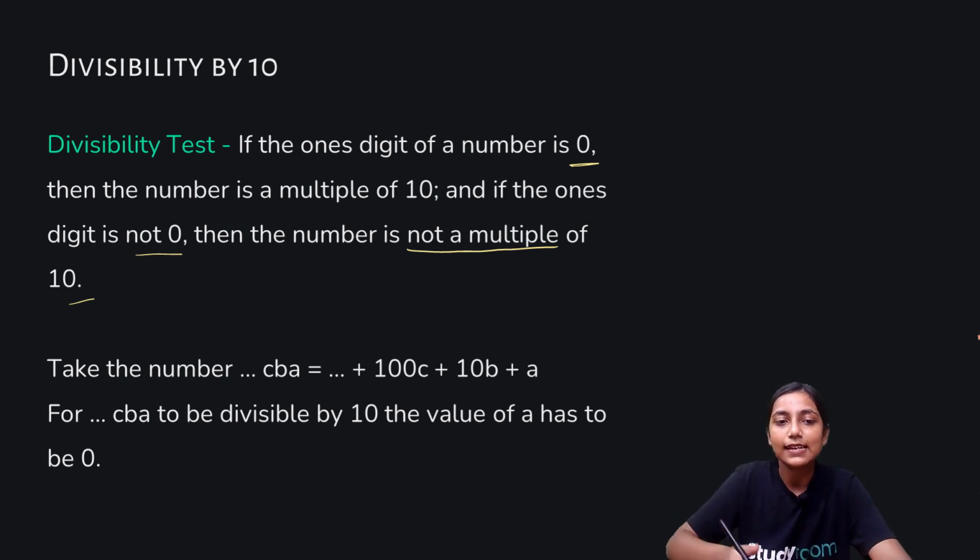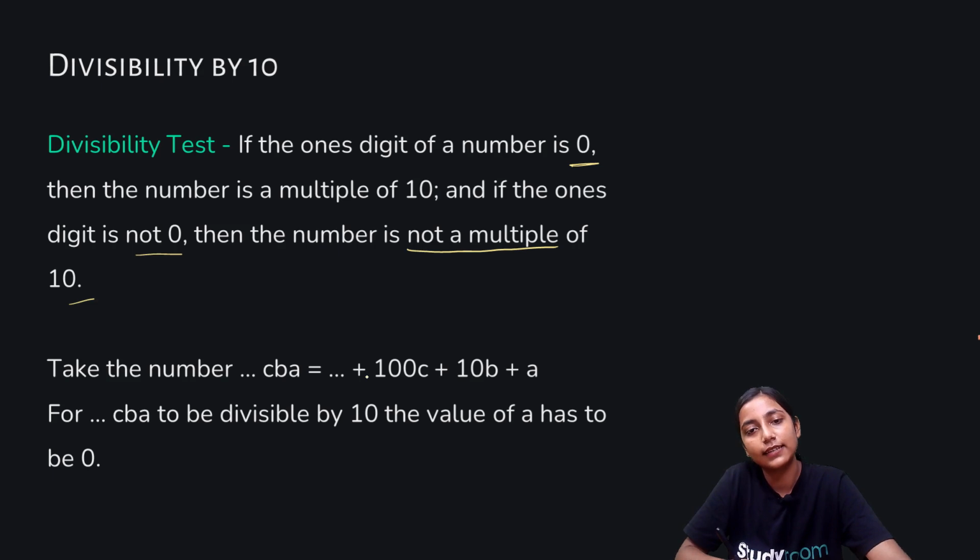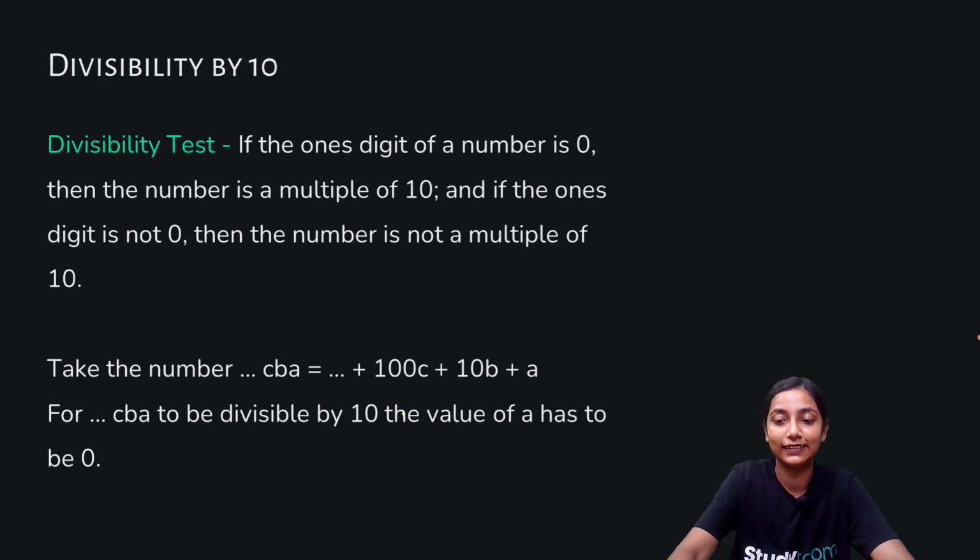We can take this number DCBA. This can be easily written as 1000 times D plus 100 times C plus 10 times B plus A. So for this number to be divisible by 10, the value of A has to be 0. If A is other than 0, any other digit like 1, 2, 3 or anything other than 0, then this whole number will not be divisible by 10.